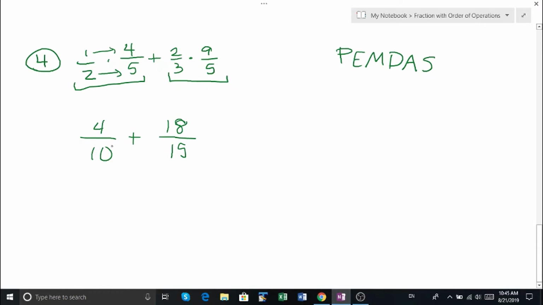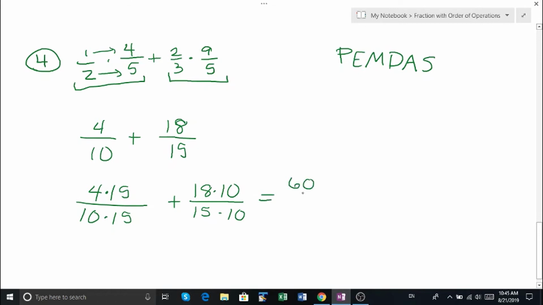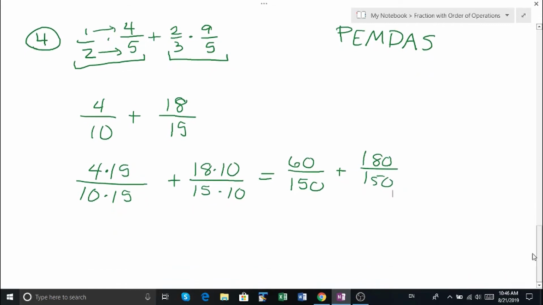Okay, so I need to multiply this fraction by 15. So 4 times 15 all over 10 times 15. And I need to multiply this second fraction by 10. So I have 18 times 10 all over 15 times 10. All right, and I did use my calculator for this, y'all. I would fully expect you guys to use your calculator too. That's completely fine. We have 60 over 150 plus 180 over 150.